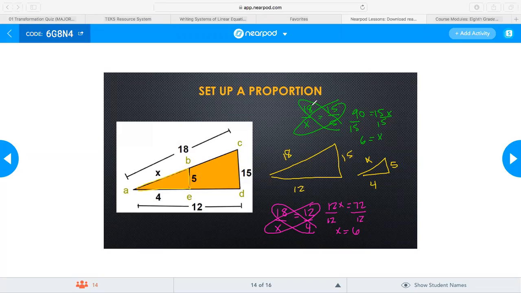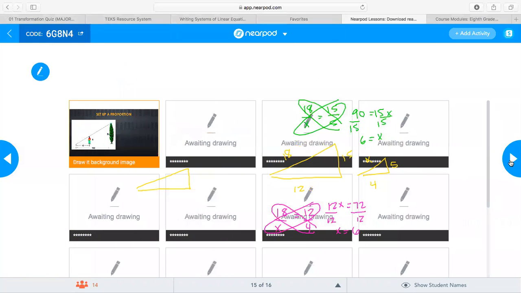Let me restate that. 18 times 5 equals 90. 15 times x is 15x. Divide both sides by 15. X equals 6. Okay. All right. So we're not gonna do this one.